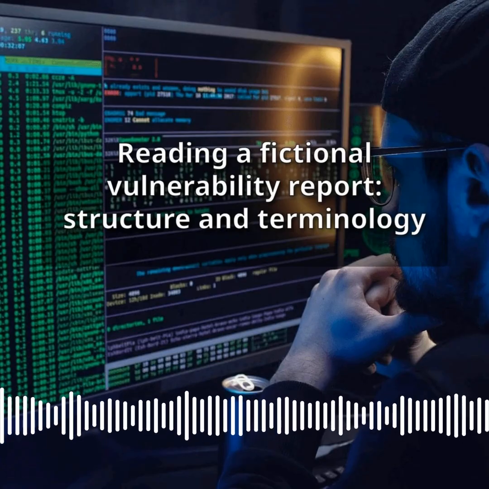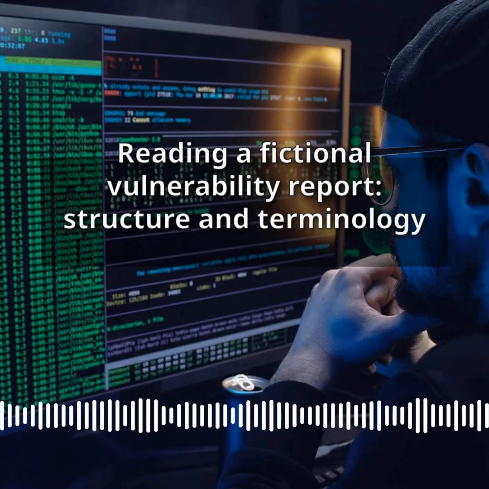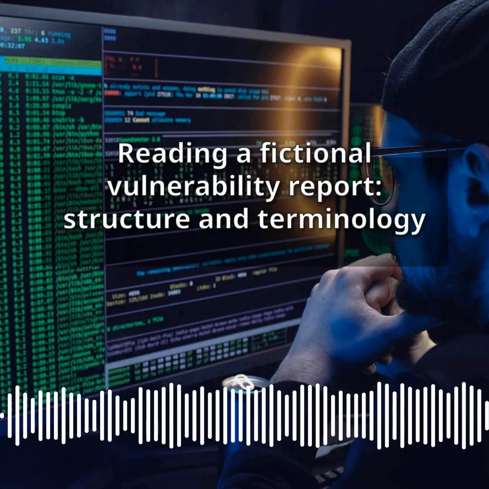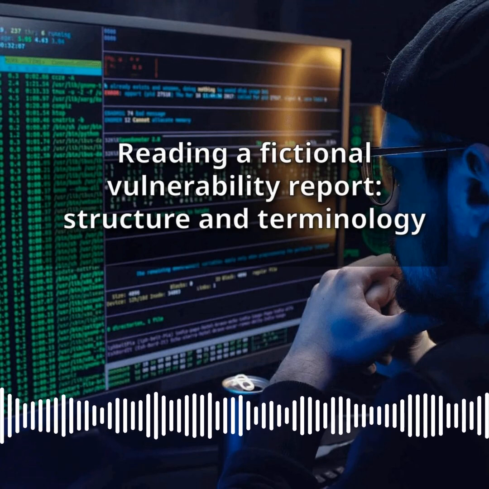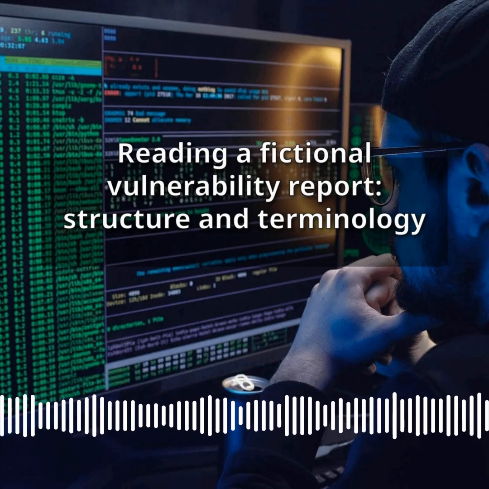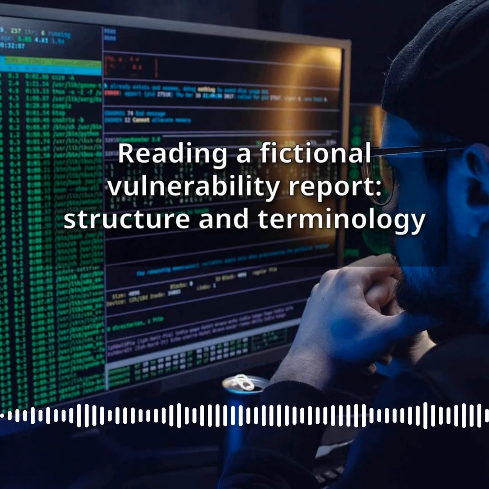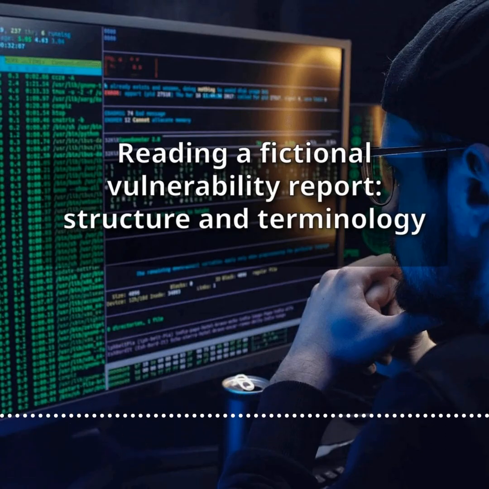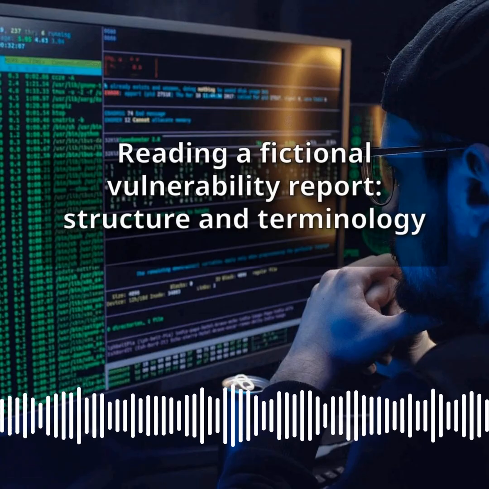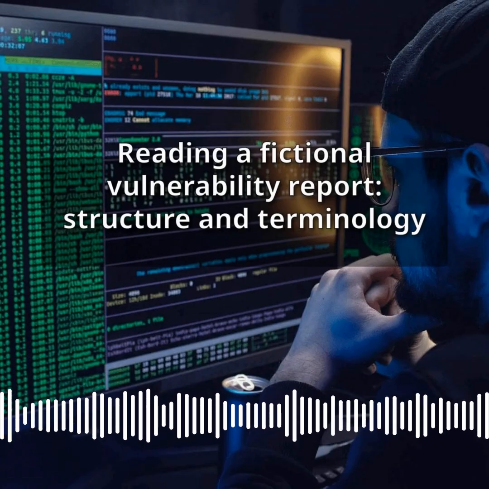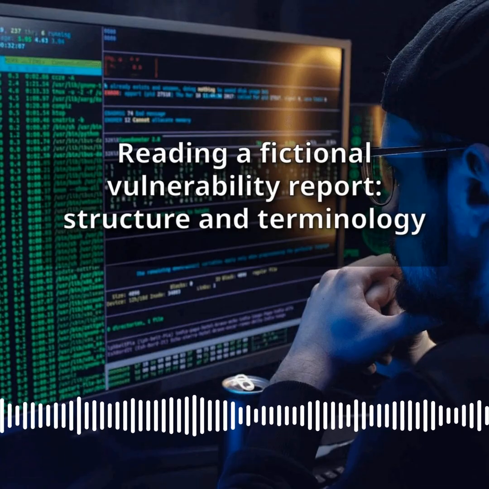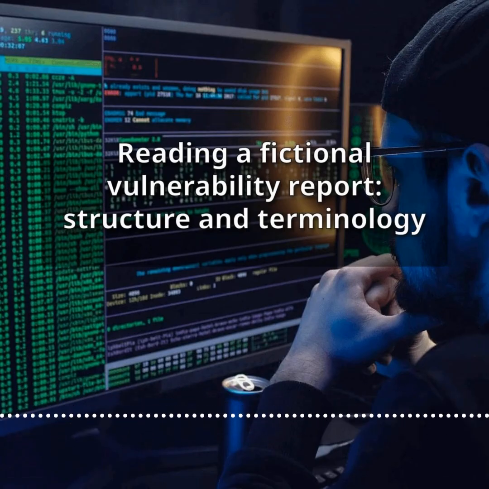CVSS, Common Vulnerability Scoring System, a standardized scoring framework used to assess the severity of vulnerabilities on a scale from 0 to 10. A score of 9.0 to 10.0 is critical, 7.0 to 8.9 is high, 4.0 to 6.9 is medium, and 0.1 to 3.9 is low. You will frequently see this score referenced in professional reports.